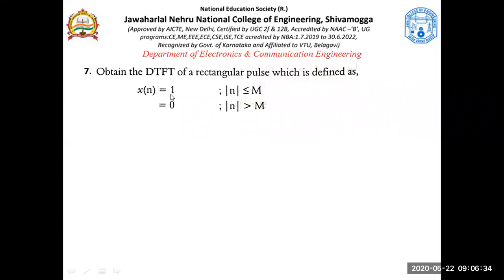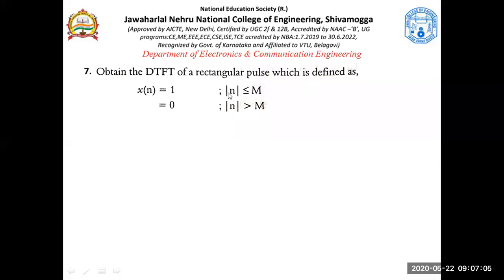So this is x of n is 1, for magnitude of n less than or equal to m. So how to read this magnitude of n is the question. This is the short form of representing the range over which this x of n is 1. This is the short form. What is the full form? What is the long form? Or how to expand this form so that it becomes more understandable?